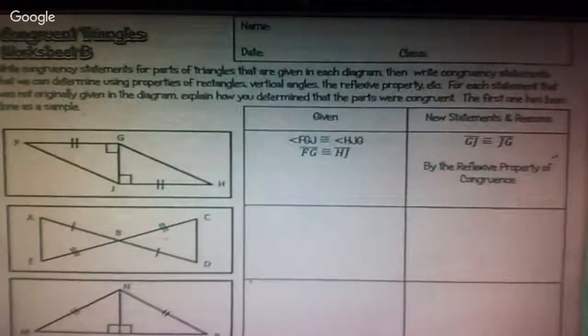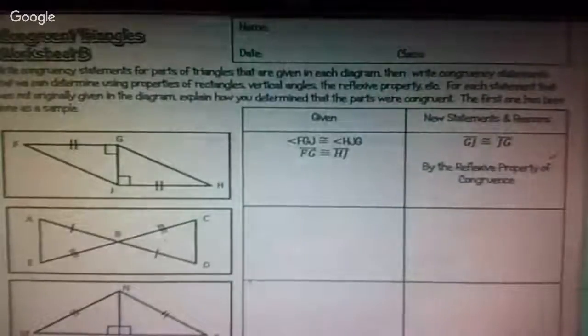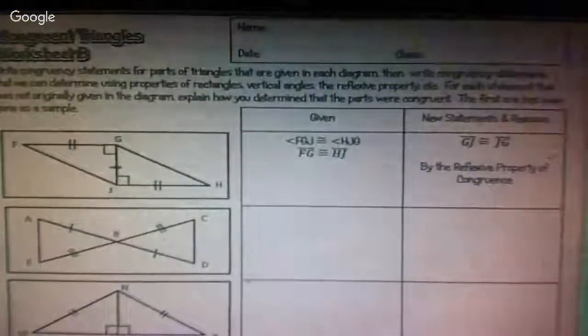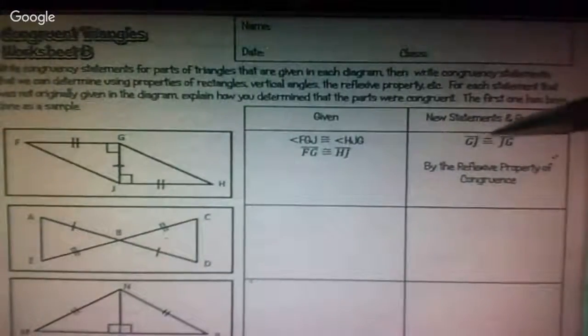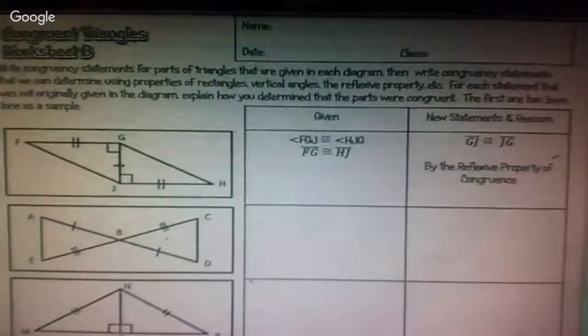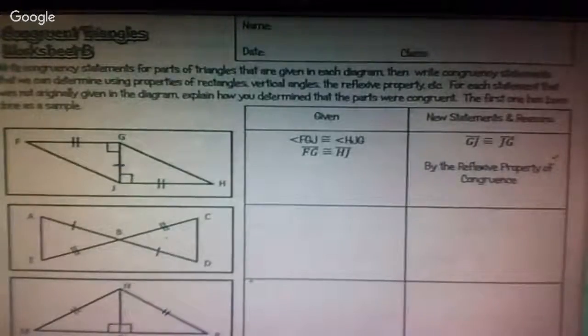They tell you that they're congruent because they're both right angles. They also show you that F to G and H to J are congruent with these symbols. So they gave you 2 pieces of information. They did not give you that third piece. So you have to be able to look at your picture and say, okay, they share this side in common. So we can state that GJ and JG are congruent by the reflexive property.